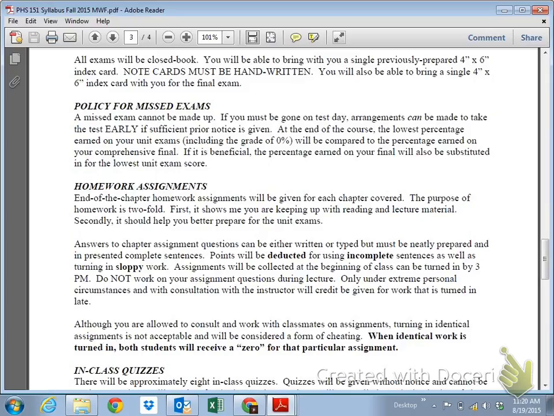And then when you take your final exam, I will take the percentage you earned on your final and it'll count twice. So it'll count as your final and also count as that missed unit exam, okay? But you can read in my syllabus, I also do something even if you take all 5 unit exams.